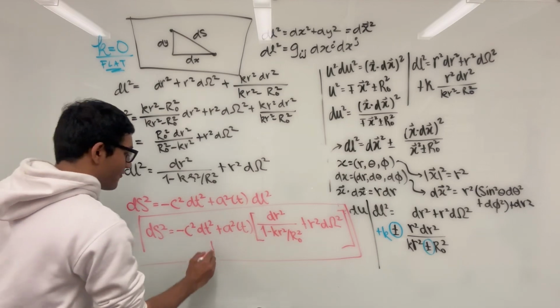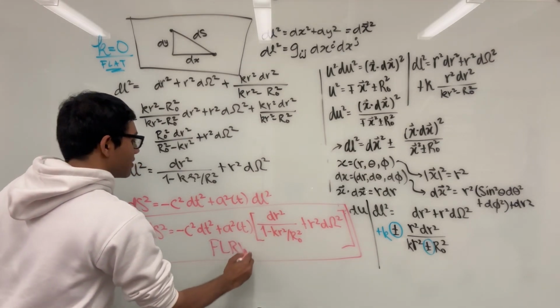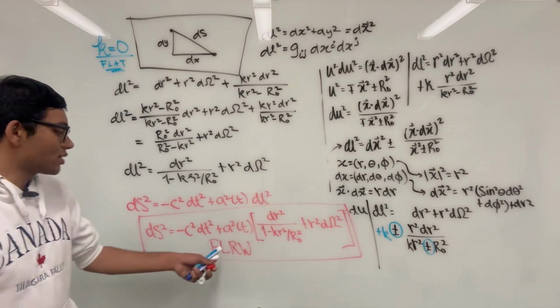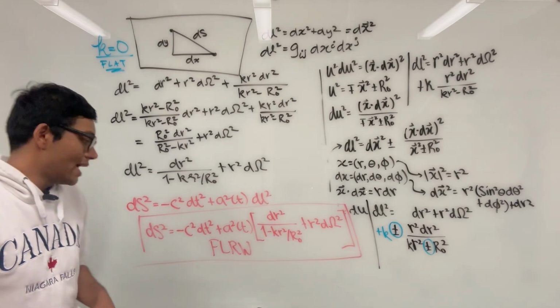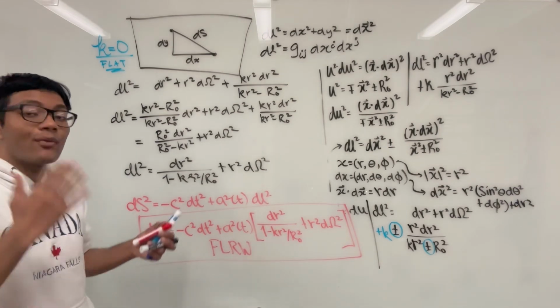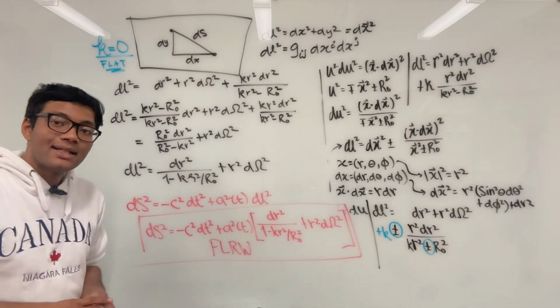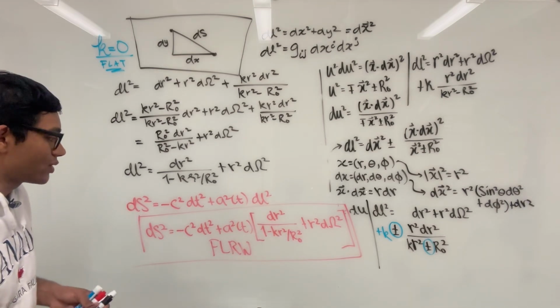This is called the FLRW metric, Friedman, Lemaitre, Robertson, Walker metric. And so this metric tells us how our universe expands. In the next episodes, I'll be analyzing this metric step by step.